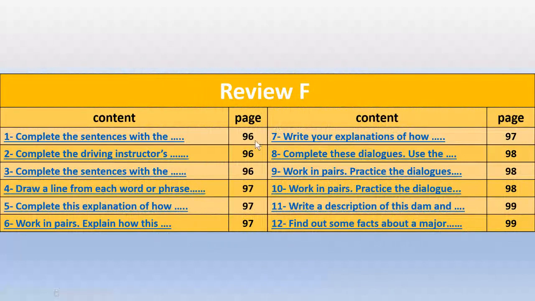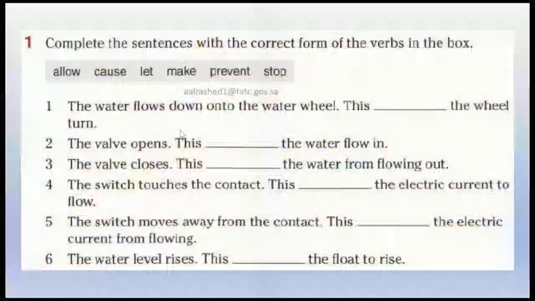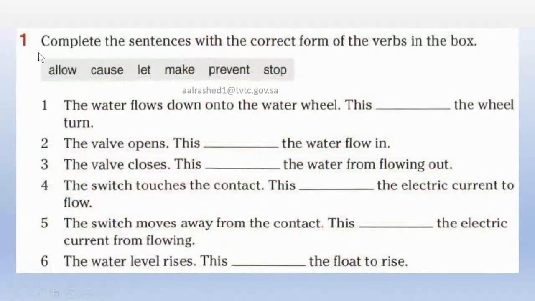The unit is on page 96, from 96 to 99. Let's start our first question. In this question, we need to complete the sentences with the correct form of the verbs in the box. So I need to put these verbs in the right blank.